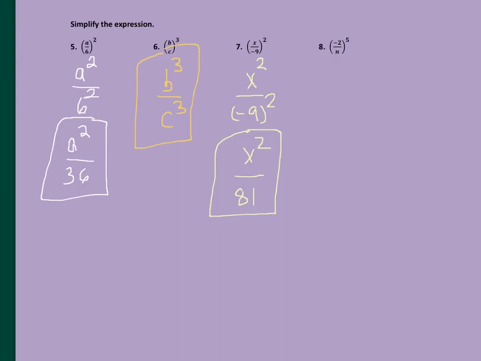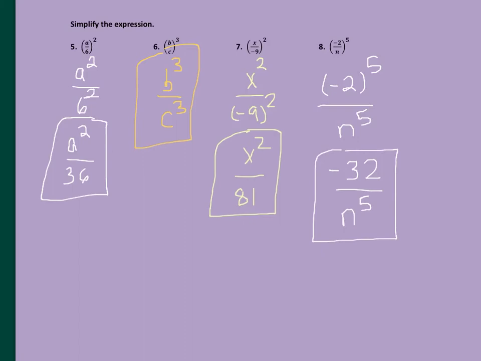Alright. This one here, negative 2 to the 5th, and n to the 5th. So let's see, negative 2 to the 5th. Well, let's see, 2 times 2 is 4, times 2 is 8, times 2 is 16, times 2 is 32. So it's negative 32 because there's an odd number of negatives. n to the 5th.